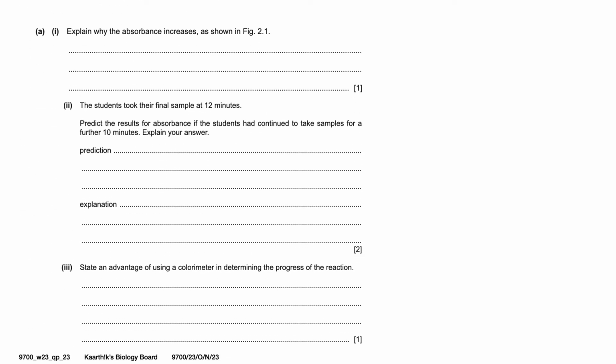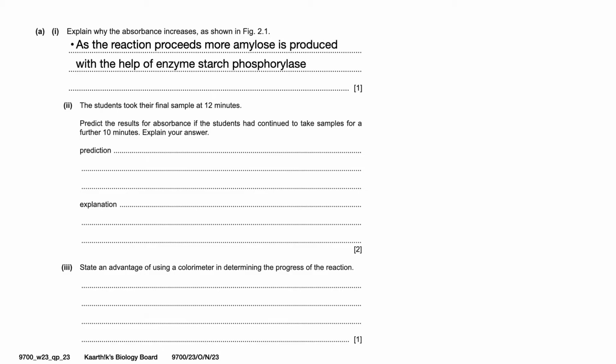So A part, explain why the absorbance increases as shown in figure 2.1. As you have seen in the previous slide, in the graph the absorbance value increases. When the time increases, the absorbance also increases. So we just need to explain why the absorbance increases. Amylose reacts with iodine to give a blue black color. So as the reaction proceeds, more amylose will be produced with the help of the enzyme starch phosphorylase. So this amylose is going to react with iodine to give a deep blue black color.